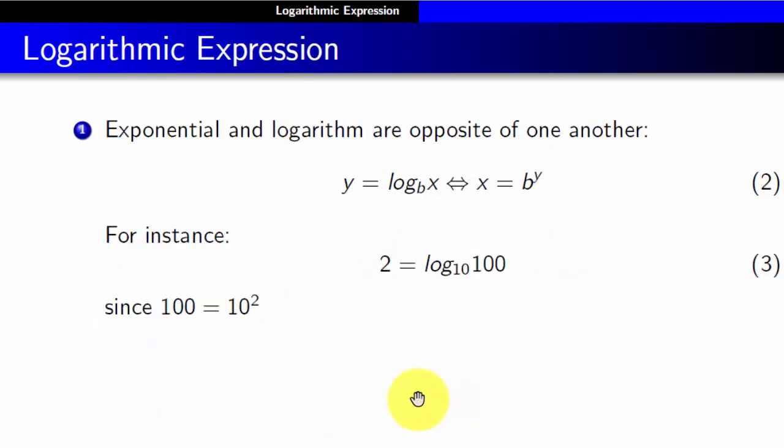Exponential and logarithm expressions are opposite expressions in the sense that if y is equal to log base b of x, then x is equal to b to the power of y. For instance, we say that 2 is equal to the log base 10 of 100. Why? Because 10, this base, to the power of this 2 gives us this 100.